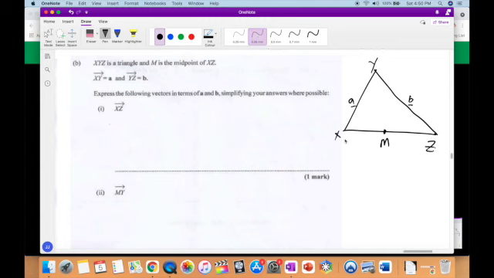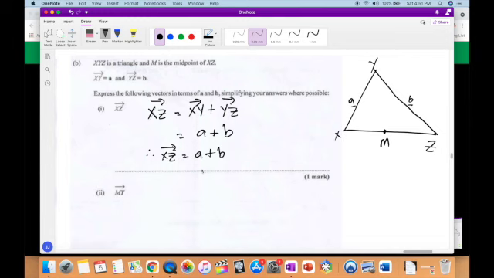XZ. Well, XZ, easy thing, one mark. XZ is simply XY plus YZ. This statement that you make is half of the mark. If you had just written the answer alone, you would only get half mark. This statement here is half the mark. XY plus YZ, that is XZ. So XY is a and YZ is b, therefore XZ is equal to a plus b.